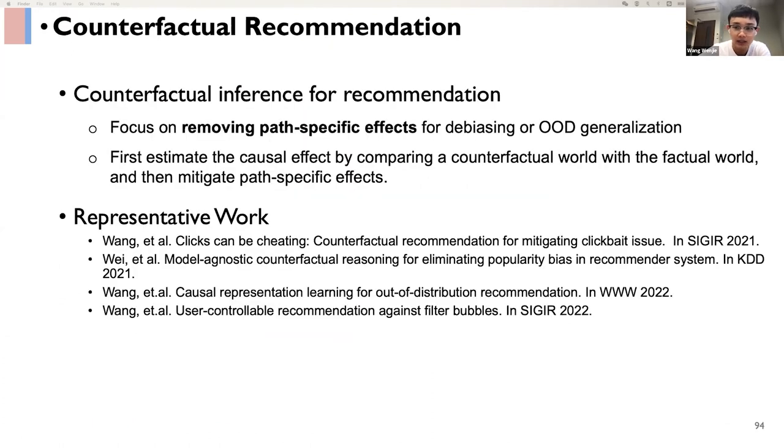So let's start from the first research direction, counterfactual inference. This work focuses on removing the path-specific effect in the causal graph. They are widely used in various recommendation tasks, such as debiasing and OOD generalization. Such work will first learn the structural functions from data. The structural functions have been introduced by Zhang Yang. They denote the functions that describe the causal relations between the variables in a causal graph, right?